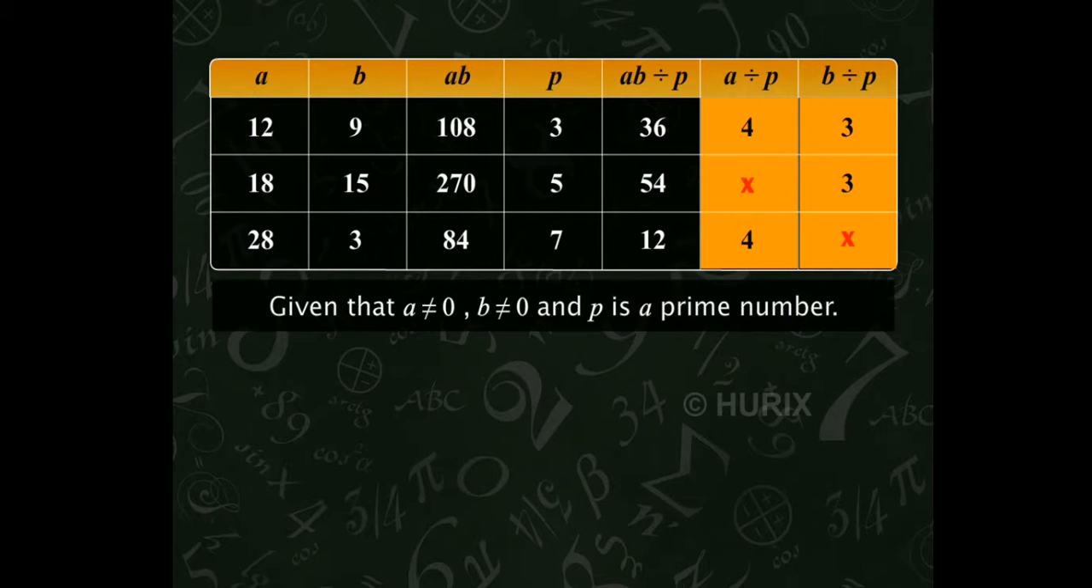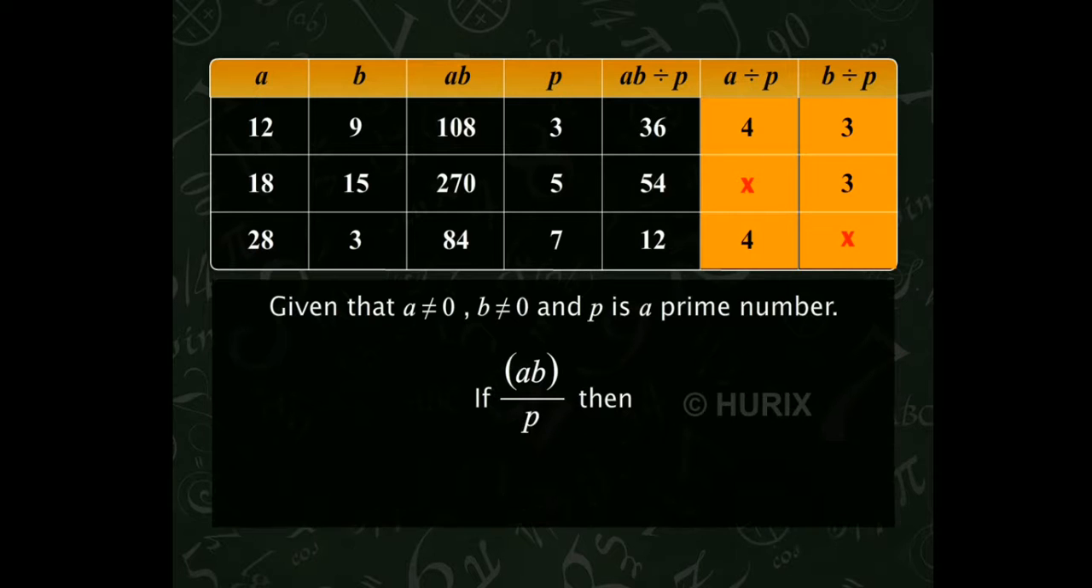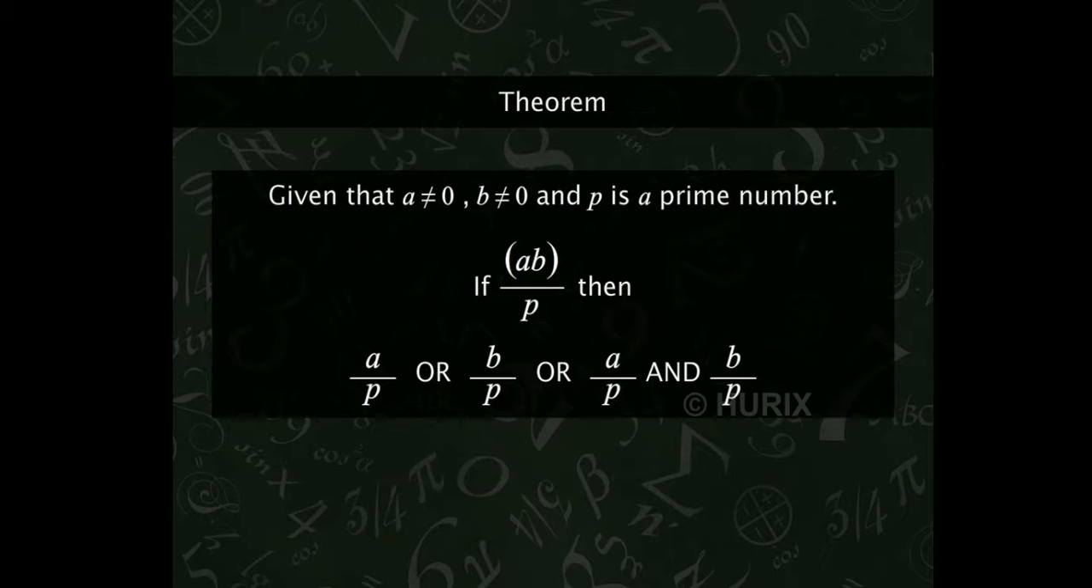Thus, from these observations we can infer that for any two non-zero integers a and b, if p is a prime number, then whenever p divides ab, p divides either a or b or both a and b. This result is a theorem on irrational numbers. Let us see another theorem on irrational numbers.